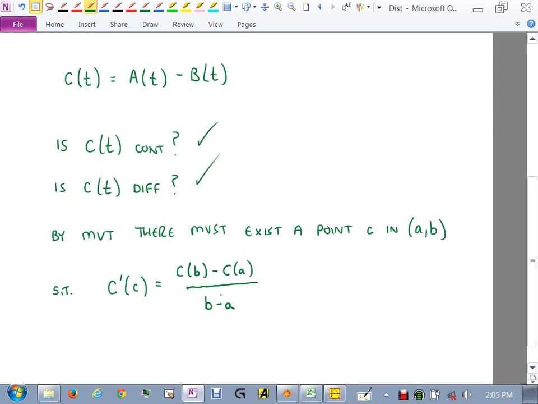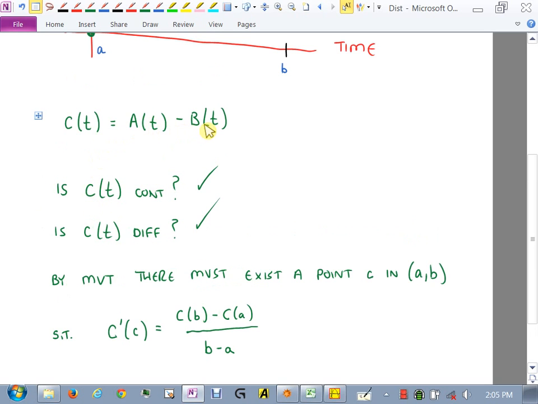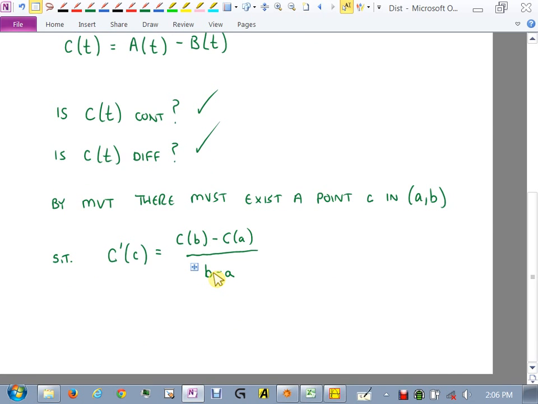Yes? But what's C of B? What's the difference between where they are at the end? 0. What's the difference of where they are at the beginning? 0. Right? C measures the distance between the cars, that's all it does. So the distance between the cars at the beginning is 0, and the distance at the end is 0, right? Do we still agree? And B minus A, who cares what that is? It's not 0 because B is the end point and A is before it. So isn't the right side 0? Yes?